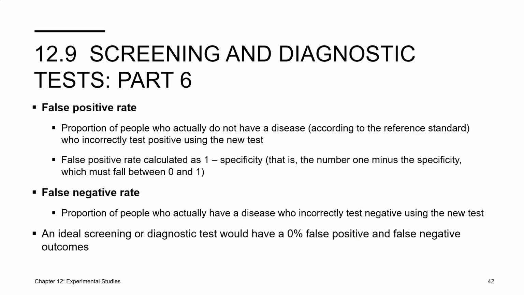So with that, we have false positive rates and false negative rates. A false positive rate is the proportion of people who actually do not have the disease, who incorrectly test positive using the new test. A false positive rate is calculated as 1 minus specificity. False negative rate is the proportion of people who actually have a disease who incorrectly test negative using the new test. So an ideal screening or diagnostic test would have a 0% false positive and 0% false negative outcome.